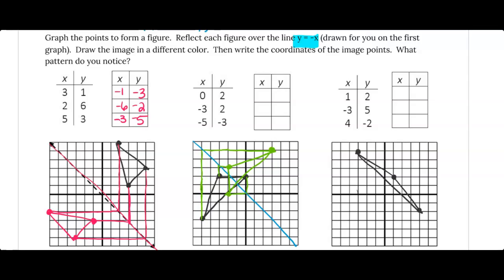So the point 0, 2 went to -2, 0. -3, 2 came over here to be -2, 3. And this point -5, -3 came over here at +3, +5. So go ahead and do the last one and then come back to check.